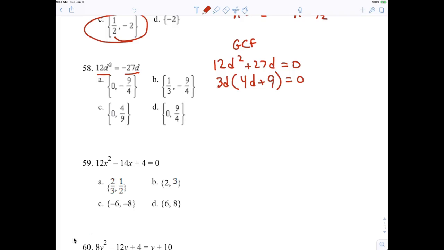Now we set the factors equal to 0. So 3d is equal to 0. 4d plus 9 equals 0. So d is equal to 0, or d is equal to negative 9/4. So correct answer is what? A. Any questions?